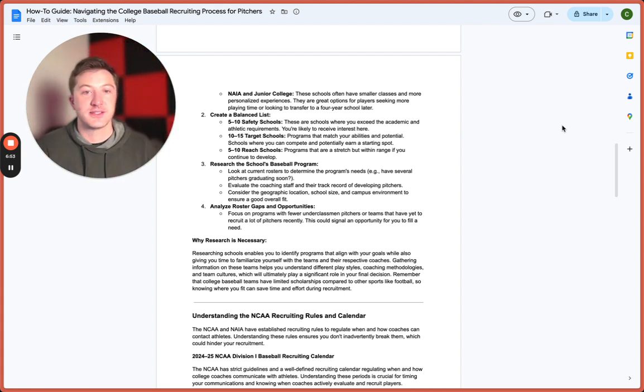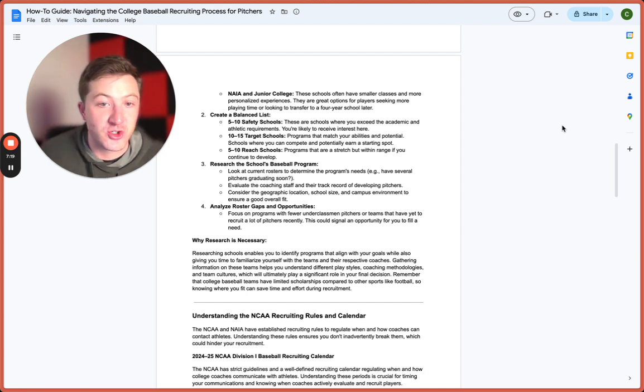How to create a balanced list. 5 to 10 safety schools. These are schools where you exceed the academic and athletic requirements, and you'll likely receive interest. You want 10 to 15 target schools. These are programs that match your abilities and potential, but these are schools that you compete and potentially earn a starting spot. And then you want 5 to 10 reach schools, programs that are a stretch but are within reach if you can continue to develop.